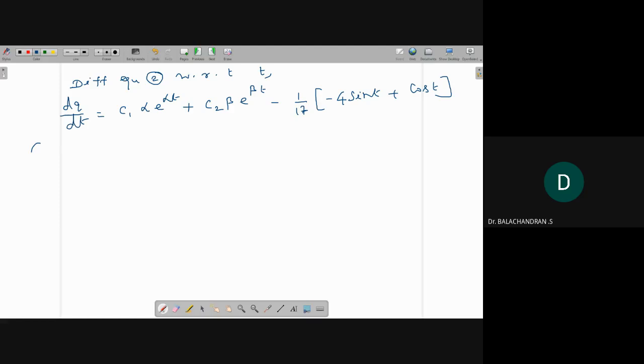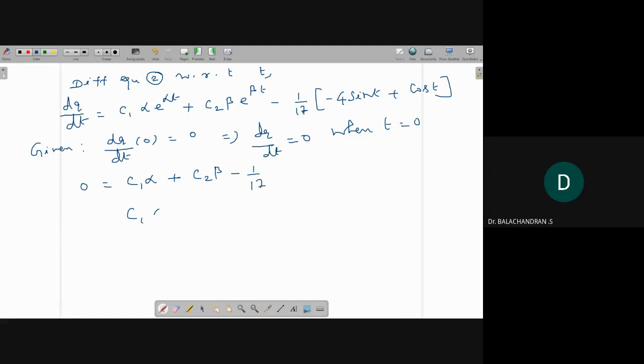Okay, now the condition is given. Condition is dq by dt of 0 equal to 0. So this implies dq by dt equal to 0, then t equal to 0. So I'm going to apply this condition in this equation. Left hand side is 0 dq by dt. So c1 into alpha plus c2 into beta, and this is 0, here it is 1, so minus sign, so minus 1 by 17. So c1 alpha plus c2 beta equal to 1 by 17.